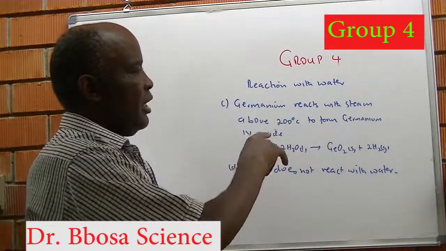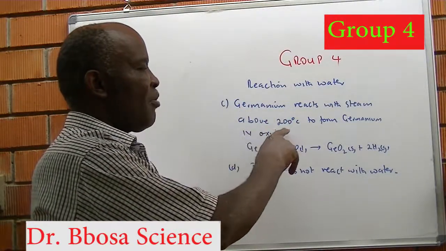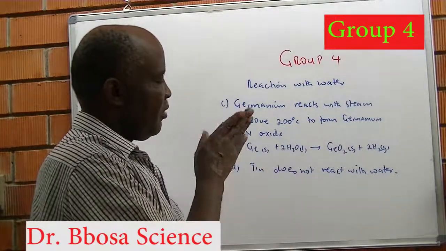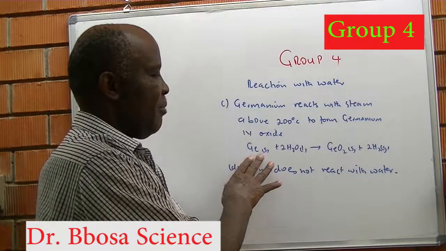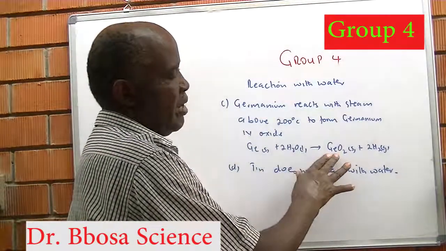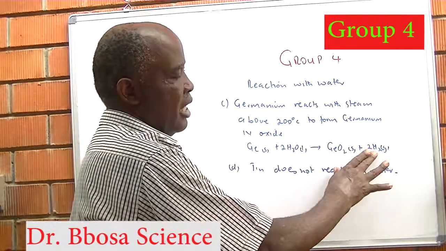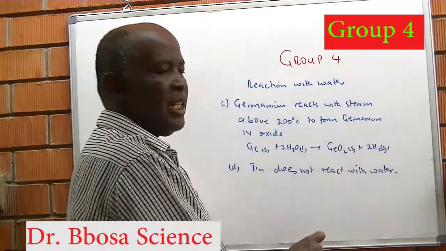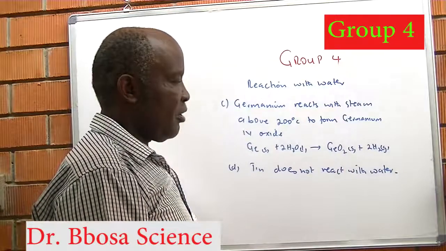Germanium reacts with steam above 200 degrees to form germanium(IV) oxide. Germanium plus water, you get germanium(IV) oxide plus hydrogen. The insolubility of germanium(IV) oxide limits the reaction.